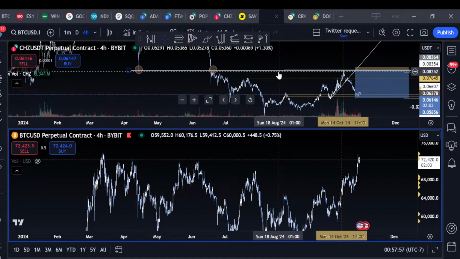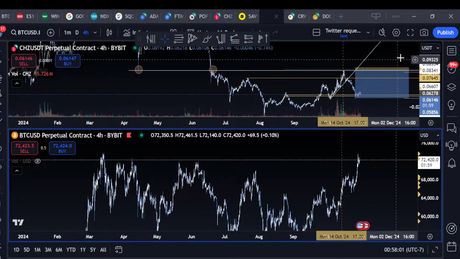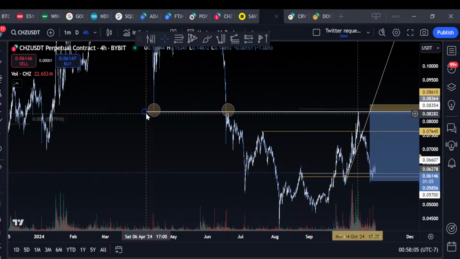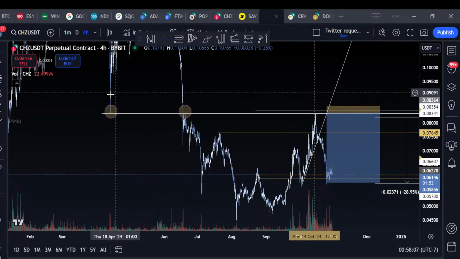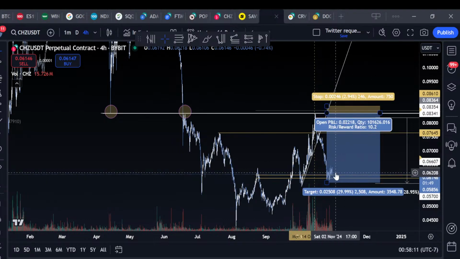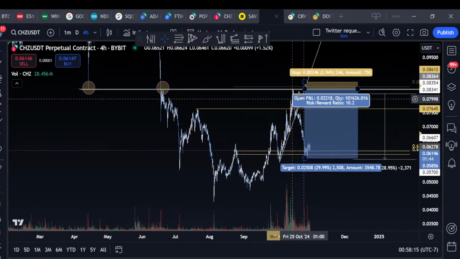Something that people like to do is they have like a technical system. My trade setup on CHZ was just coming and retesting, taking all these daily highs, retesting this, just a nice clean short SR flip back into these lows, into the GP. Very straightforward setup in a way.